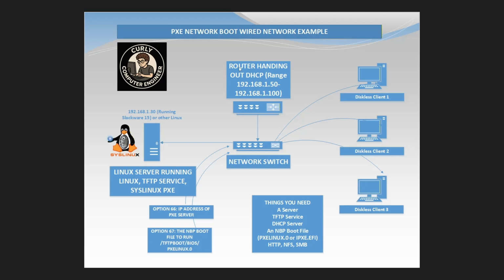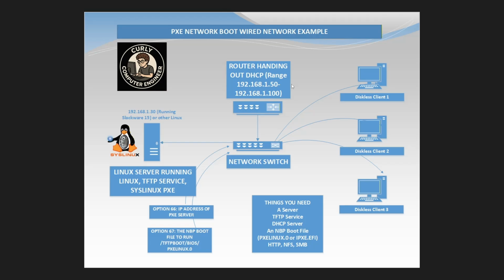So in my case, I have a DHCP server, and a lot of times that's in your router. It's already in there, so you don't have to configure that. And I'm handing out a range. There's typically a pool of addresses it'll hand out, and you can set up what range you want. Typically addresses will go up to 255. We're handing out addresses anywhere from 1.50 to 1.100.